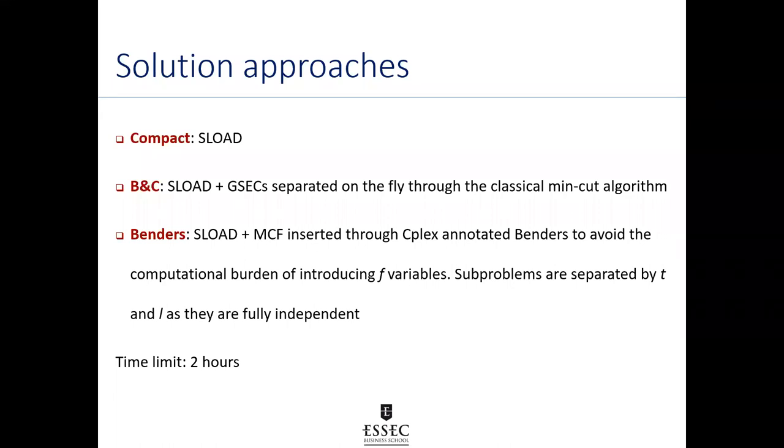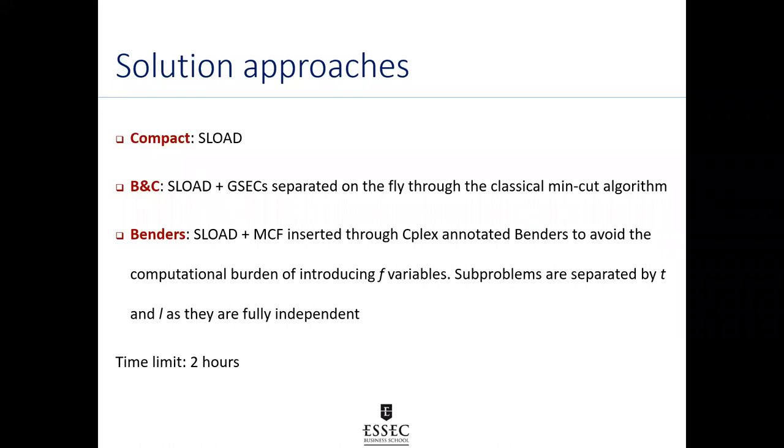Then, second approach, we build a branch and cut in which we use the standard flow, and then we separate the generalized subtour elimination constraints through the standard max-flow min-cut algorithm. So we had a branch and cut: standard flow plus generalized subtour elimination constraints. And then the third approach was, again, the Benders.